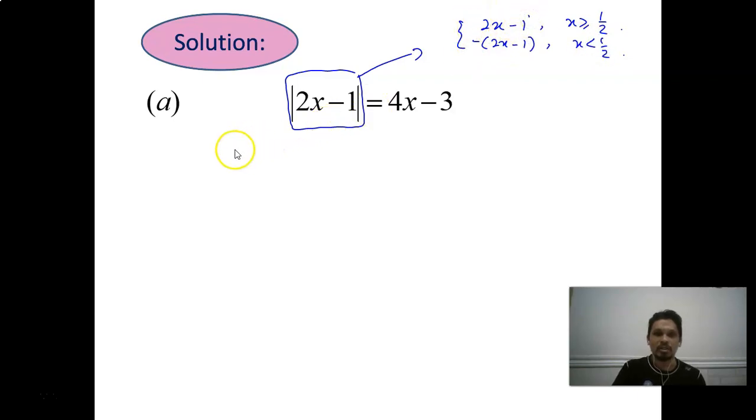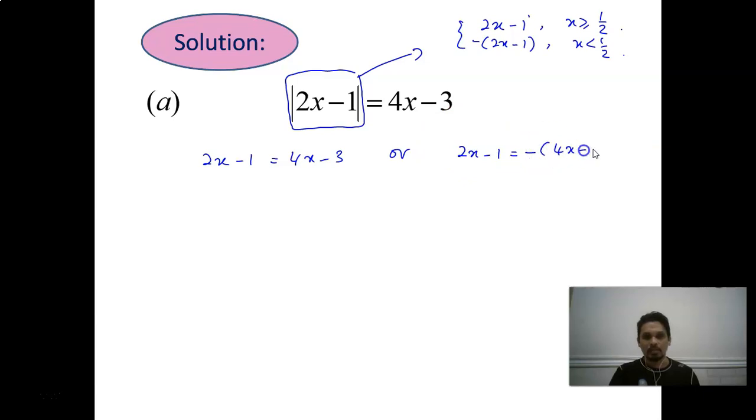Take the first definition: 2x minus 1 equals 4x minus 3. Or, negative of 2x minus 1, so bring the negative to the other side: 2x minus 1 equals negative 4x minus 3. So 4x here becomes negative, so 2x minus 4x is negative 2x. Negative 1, bring it to the other side, becomes positive, so negative 3 plus 1 is negative 2. Then x equals 1.